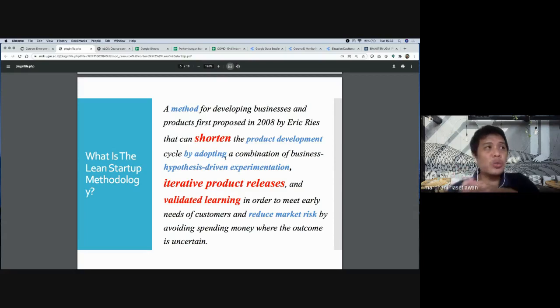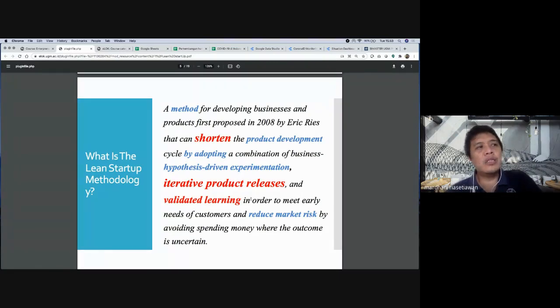Very important. So that's why in Lean Startup, we will have this iterative product release. It means the product will never have a final version. It means the product will always be changing based on the business demand or business requirement. And then this is like validated learning. So in Lean Startup, we try to learn what the customer wants, what the customer needs, what the market actually needs in that case. So that will be very important.